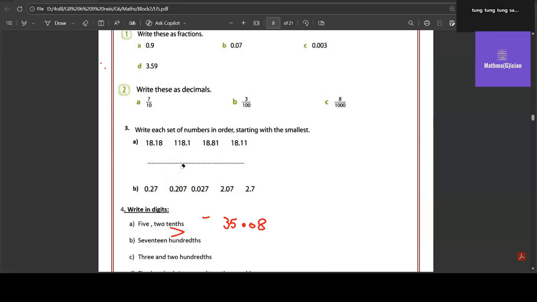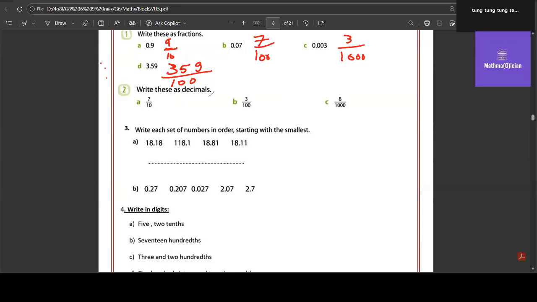Okay. Let's write these as fractions, converting from decimal into fractions. We can do it. So this is a tenth, which is over 10, so it will be 9 over 10. This one is a hundredth, which is over 100, so it will be 7 over 100. This one is a thousandth, which is 1000: three parts out of 1000 whole. The last one, 3.59, should be 359 over 100.